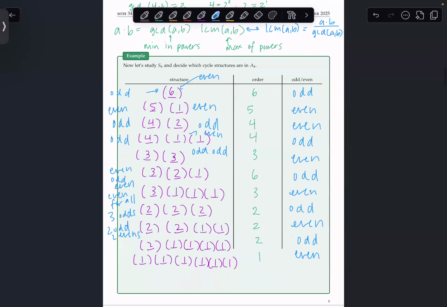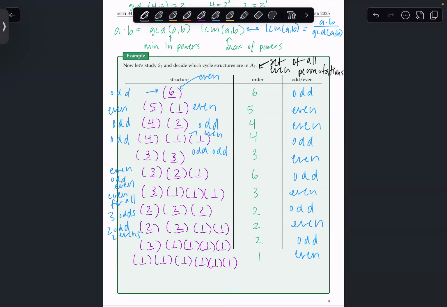Okay, so let's decide which ones of these are going to show up in my A_N. Really, these are all the structures that show up in my S6. And let's remind ourselves, what is our A6 or A_N? What does that represent? This is the set of all even permutations. This gives me back a group. If I looked at all the odd ones, it's not going to give me back a group because it doesn't have an identity. The identity is an even permutation.